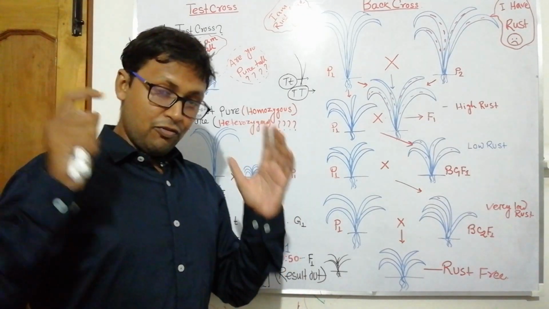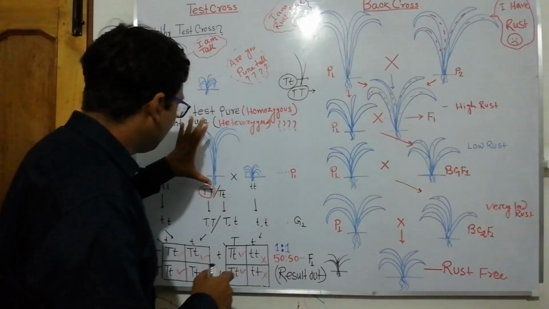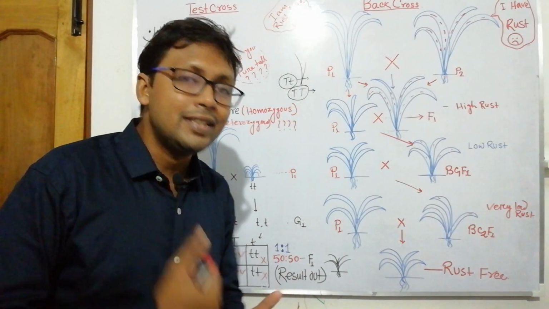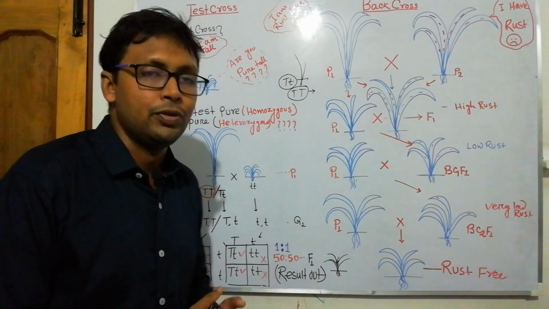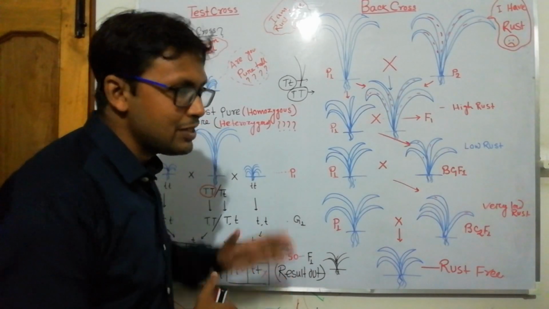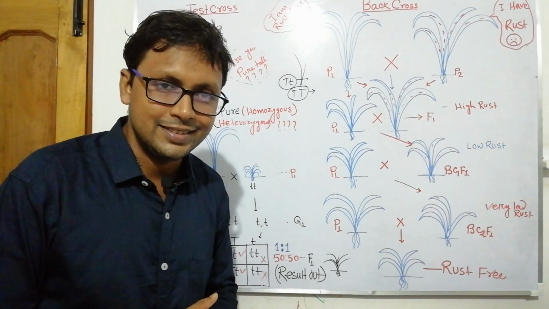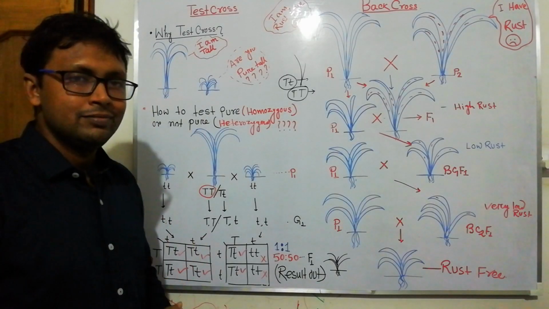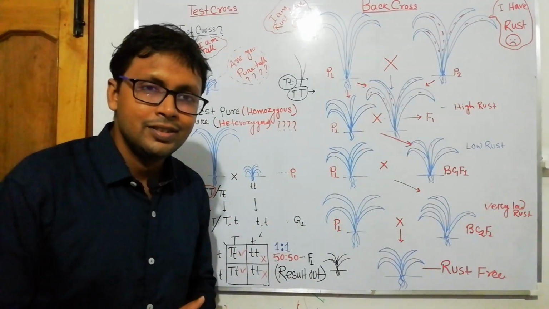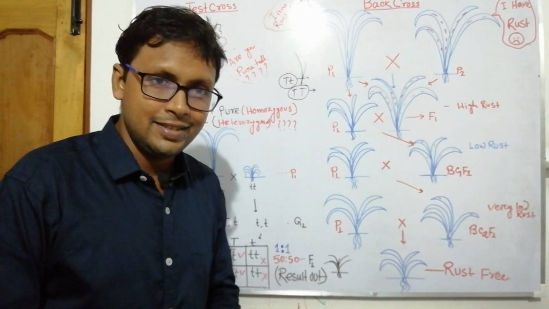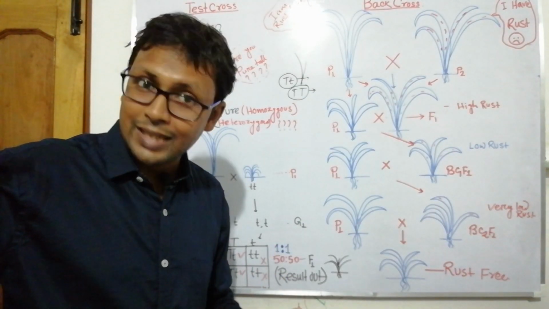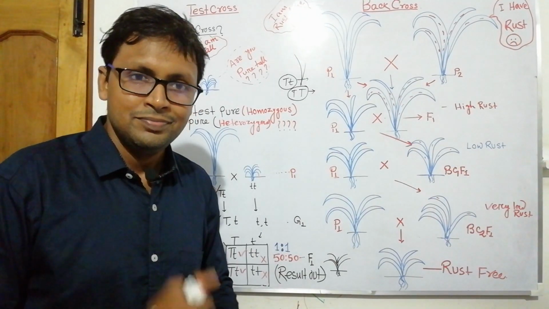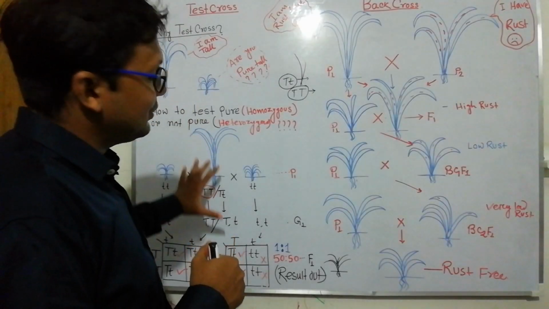So from a test cross where the result is 100% tall, the individual is pure, that is this individual, the testing individual is pure, that is homozygous, not heterozygous. So in this case the ratio is not 1:1, it is 100% tall. When 100% same phenotypic ratio is given, that means the individual is pure, that is homozygous. So this is a test cross.